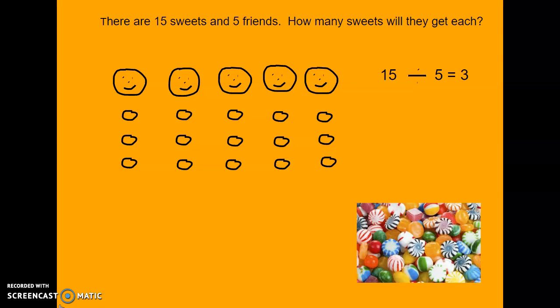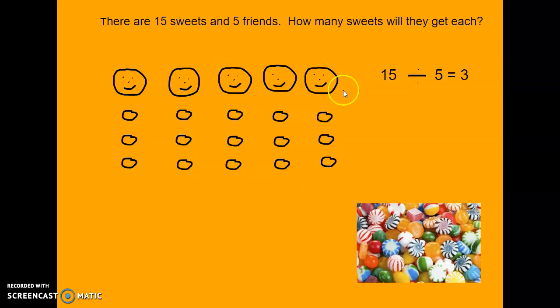So can you see what I've done? I know that there were 5 friends, so I've got my 5 faces here, and I know that there were 15 sweets, and I want to know how many sweets will they get each. So actually for this one, I need to share the sweets equally between the 5 friends. So I started putting one here, then here, then here, then here, then here, and then I continued until I got to 15. So I can count 5, 10, 15.